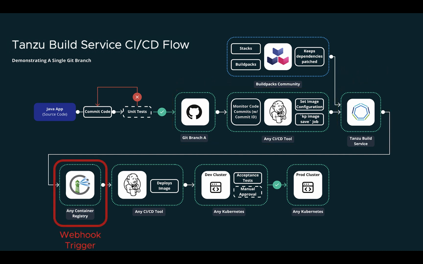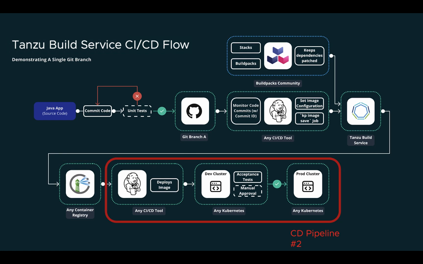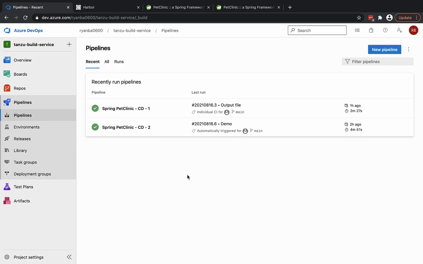Once that is complete, Tanzu Build Service will trigger a new build of the image and push it to our Harbor container registry. In Harbor, we have a webhook configured to notify Azure DevOps that an image push has occurred. The second Azure DevOps pipeline listens for that notification, extracts the digest SHA of the new image, and performs a Helm update to roll the new image out to our Kubernetes cluster. Now, let's hop into Azure DevOps and see these pipelines in action using the Spring Pet Clinic application as our example.